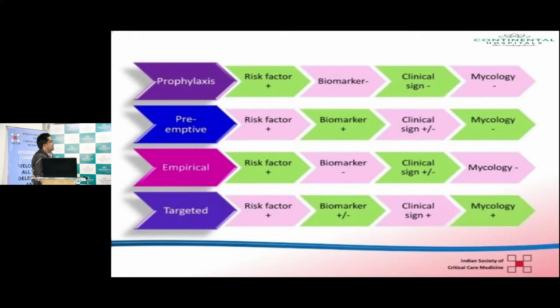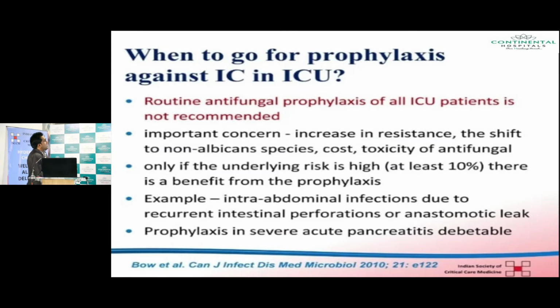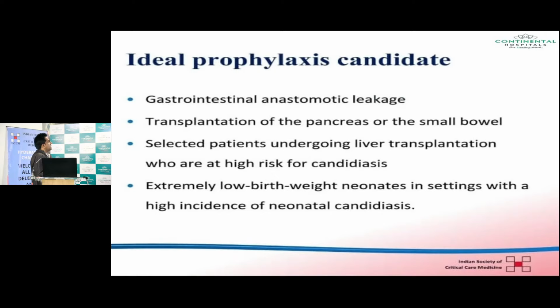Targeted strategy is when the patient has clinical signs and symptoms, biomarkers are positive, there are risk factors, and also fungal cultures are positive. So when to give prophylaxis? Routine antifungal prophylaxis of all patients is not recommended because of the concern that it will increase resistance, there will be a shift to non-albicans species, and there is increased cost and toxicity of antifungal drugs. Prophylaxis is advised when the underlying risk is high, when it is more than 10%, and particularly in intra-abdominal infections with intestinal perforations. Prophylaxis in pancreatitis is debatable.